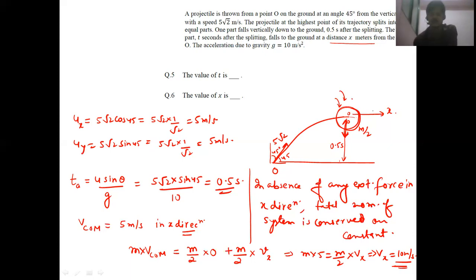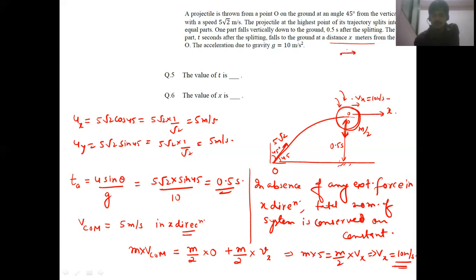From here I can see that this vx is coming as 10 meter per second. So let us find some other interesting thing. This part, which is m by 2, has taken about 0.5 seconds to come down to the ground. So this part also, because it is simple this way.